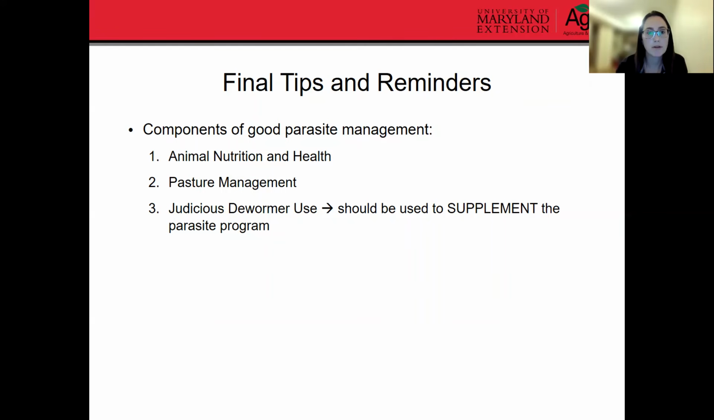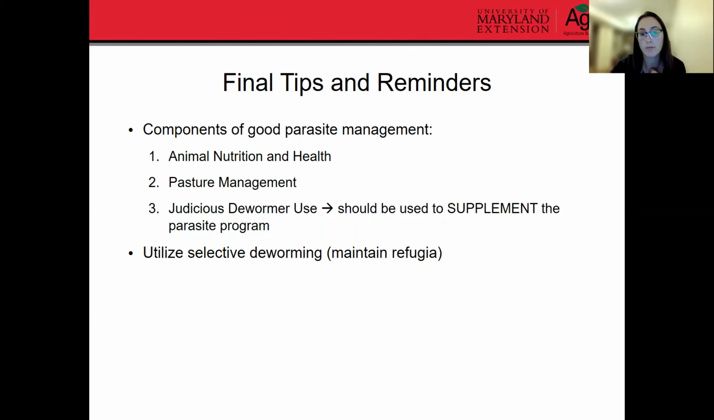So, some final tips and reminders. There are three components of a good parasite management program: ensuring our animals are healthy and well fed, practicing good pasture management, and practicing judicious dewormer use. That last point, using dewormers, should be used as a supplement to the parasite management program, not as the only piece of it. And we want to utilize selective deworming strategies wherever possible to help maintain the refugia population and reduce dewormer resistance development.